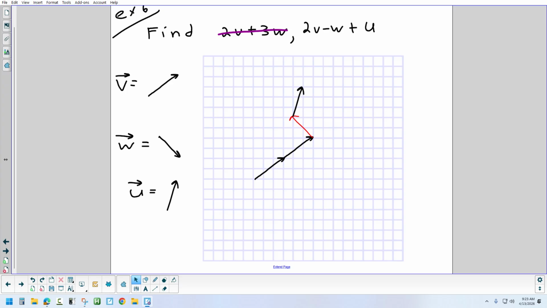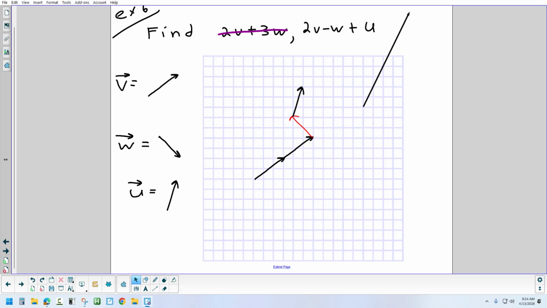And my last step. Your last step would be to draw the composite vector, the vector that's made of those. Yep, draw that in. So just make sure you start here and there. And there you go. 2v minus w plus u. So any question on that?